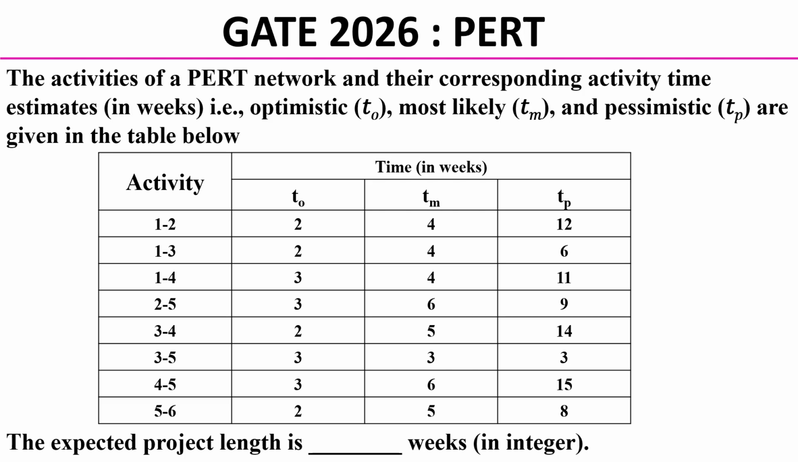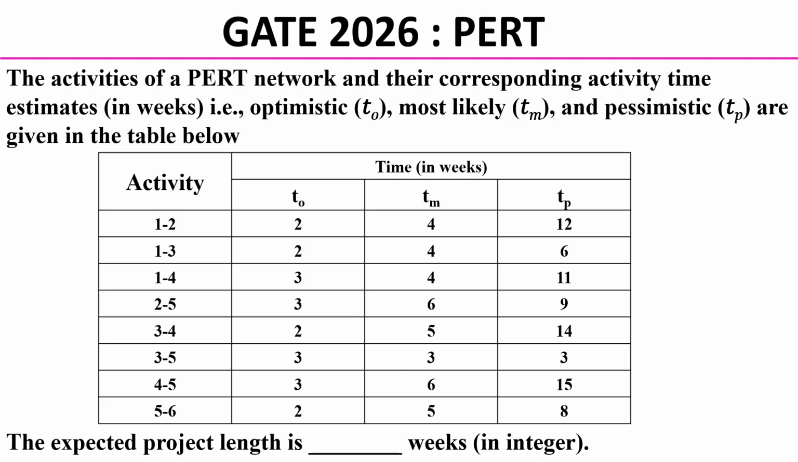In the present video, we will discuss the GATE 2026 problem on the PERT topic. Let's see the problem. The activities of a PERT network and their corresponding activity time estimates of the optimistic To, most likely Tm, and pessimistic Tp are given in the table below. So in the table given the various activities along with the optimistic, most likely and pessimistic time in weeks. Then we have to determine the expected project length in dash weeks.